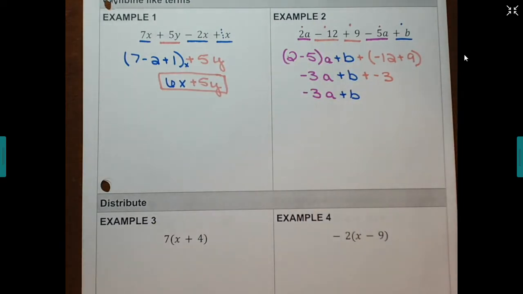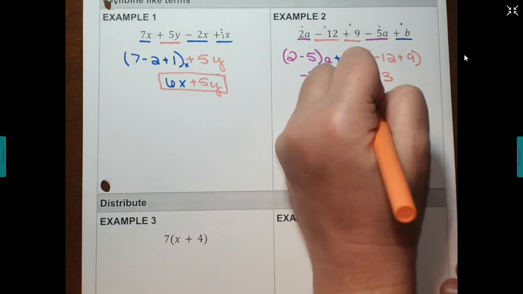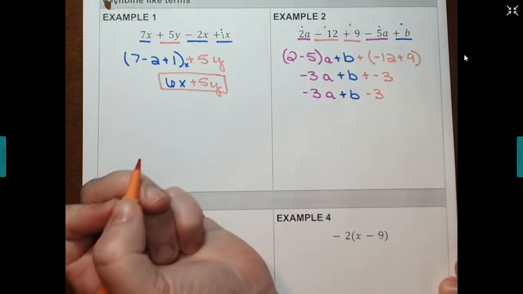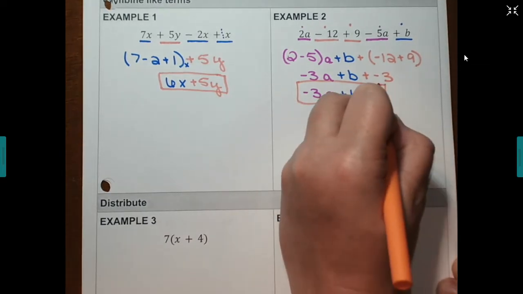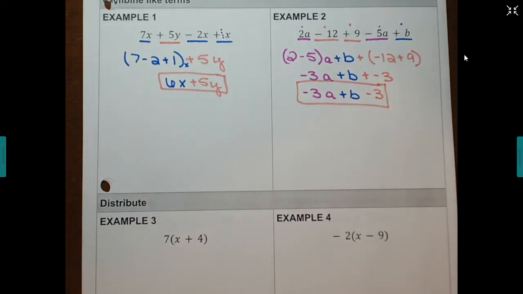Did you remember? It turns into a minus 3. That plus minus will just turn into a minus. So this one, negative 3a plus b minus 3.